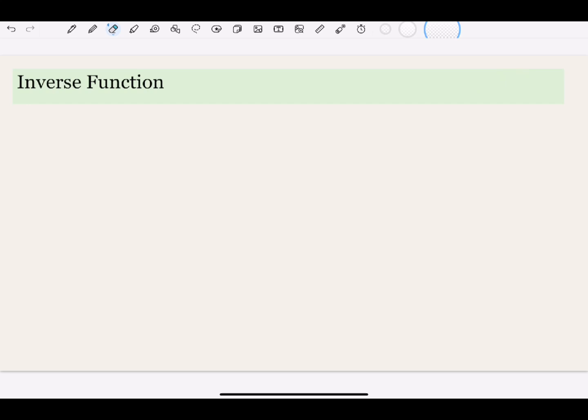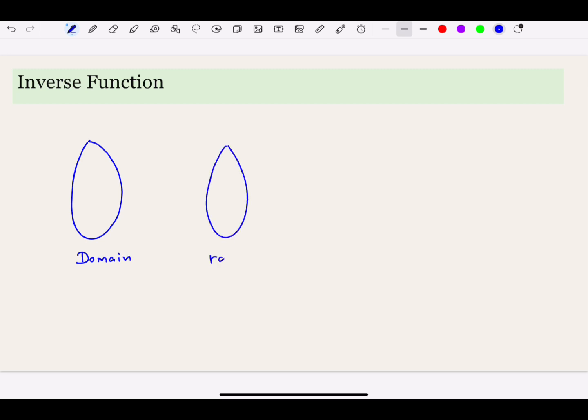So let's understand inverse functions using a simple idea: how functions map inputs to outputs and how we can reverse that mapping. Let's imagine this. Let's say this is my domain and here's my range. In the domain, let's say I have an element x. We have a function f that takes this input x and gives output f of x.